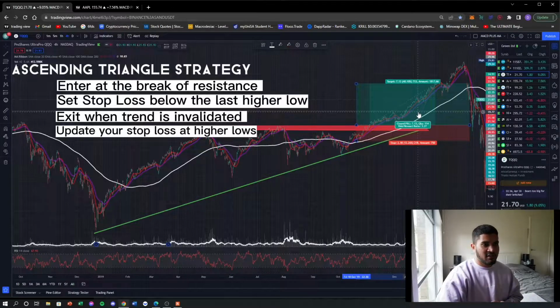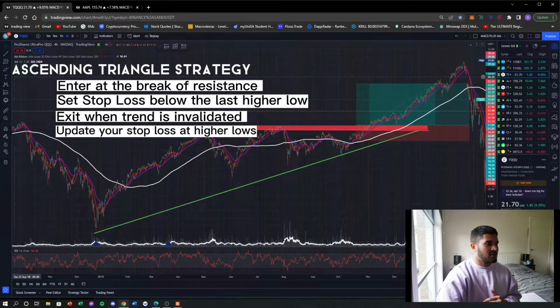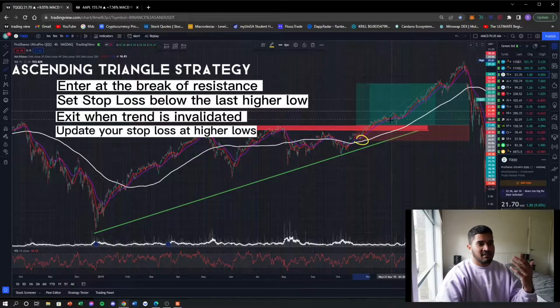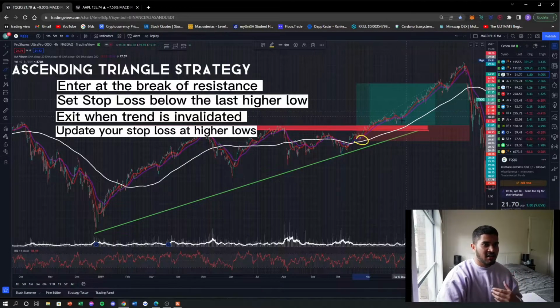I'll just take this off for now. Oh, I'll just leave that there. I'll just use this as an example. So my first stop loss was right here. What I would do is once we have entered the trade and it's making higher highs, so let's say we come up to here, I would update my stop loss below this higher high. So I would put it right here. That's my new stop loss, and then it made a new high. So I would once again update my stop loss, put it somewhere here.